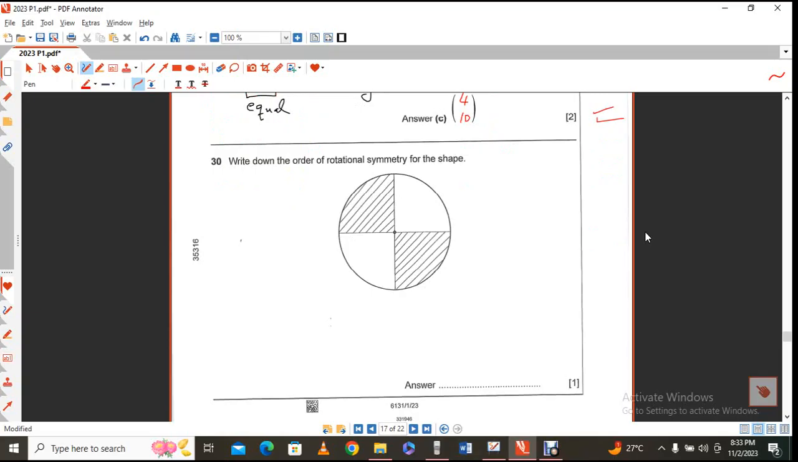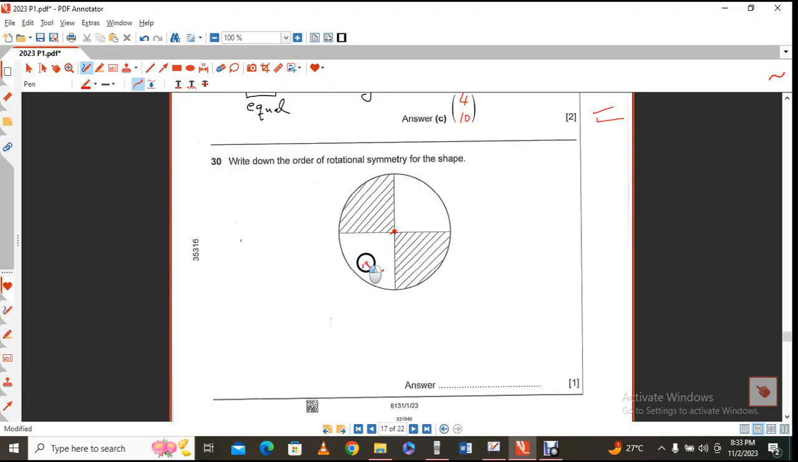Write down the order of rotational symmetry of the shape. Now, if a plane figure is said to have rotational symmetry of a certain order, it means the plane figure maps onto itself, it coincides with itself, it fits on top like it hasn't turned at all, under rotations through stated angles about a common center. So this is the center.